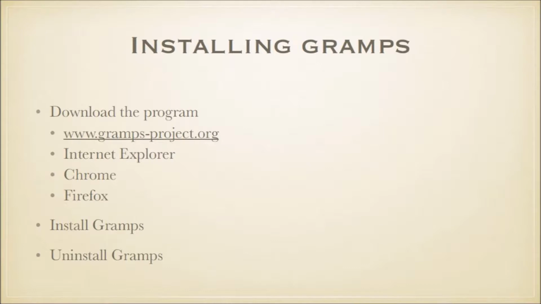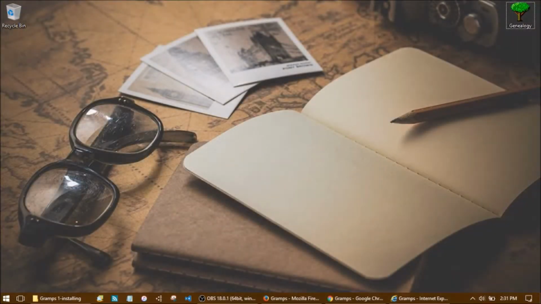So first of all, I'm going to take you through how to download the program, where you can obtain it, and I'm going to show you how to download the file you need to install through Internet Explorer, Google Chrome, and Mozilla Firefox. Next, I'll show you how to actually install Gramps and walk you through the installation process. And lastly, I'm going to show you how to uninstall Gramps should you no longer want to have it on your system. So let's go ahead and get started.